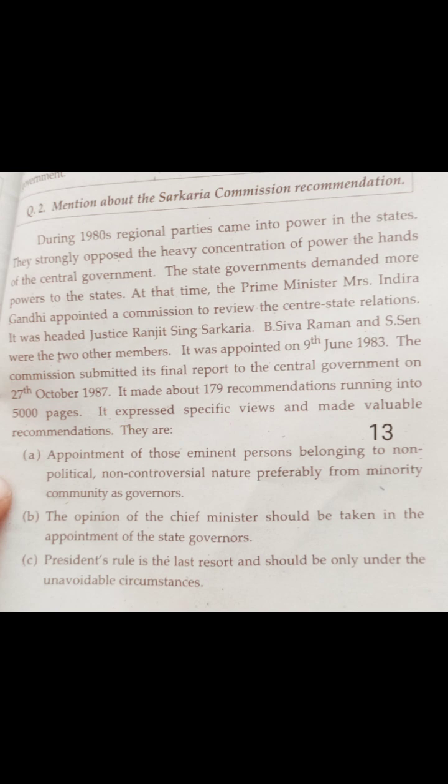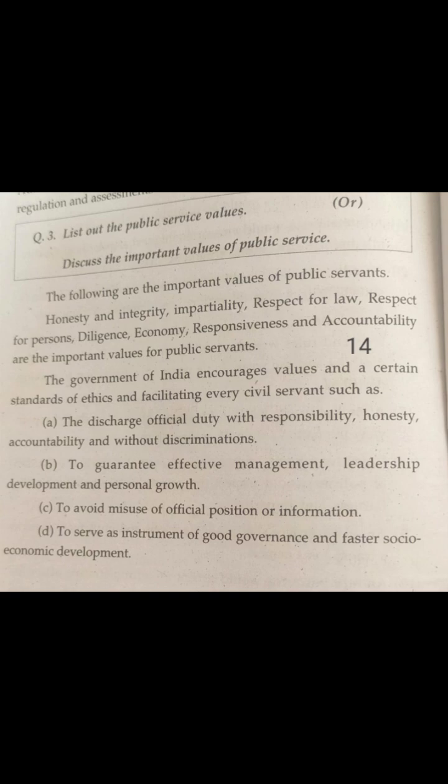Next question. List out the public service values or discuss the important values of public services. Answer. The following are the important values of public servants: honesty and integrity, impartiality, respect for law, respect for persons, diligence, economy, responsiveness and accountability.